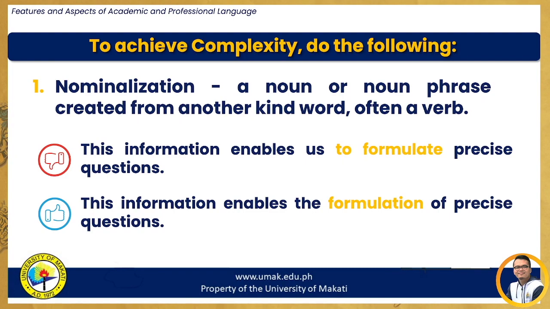To achieve complexity in academic writing, take note of the following. First is nominalization. It refers to the process or result of forming a noun or noun phrase from a clause or a verb. For example, in the sentence, this information enables us to formulate precise questions. If we apply nominalization, we have to change the infinitive to formulate into a noun or a noun phrase. Therefore, the new sentence should be, this information enables the formulation of precise questions.